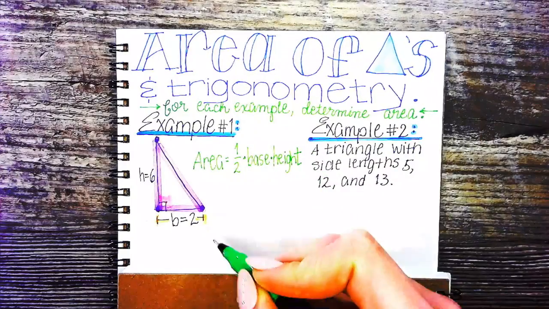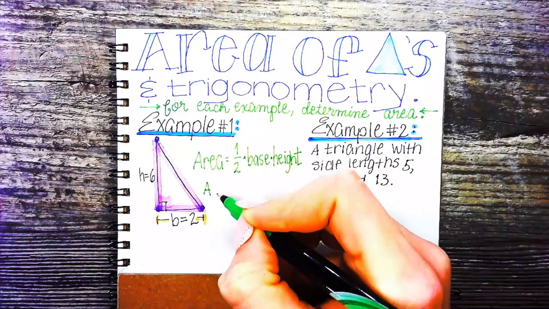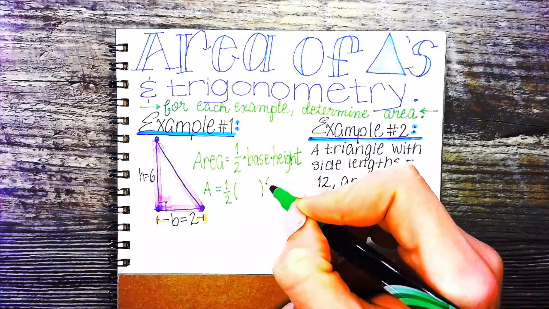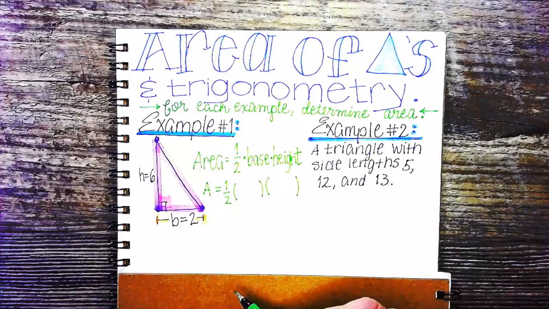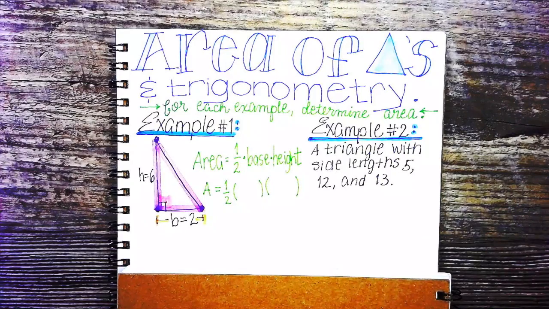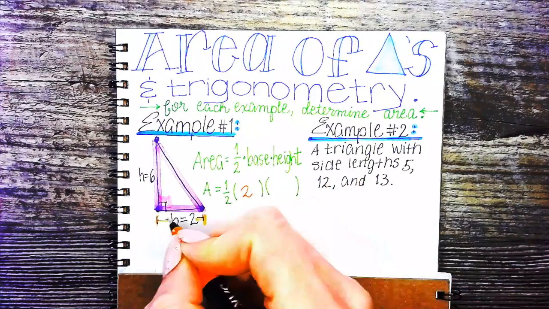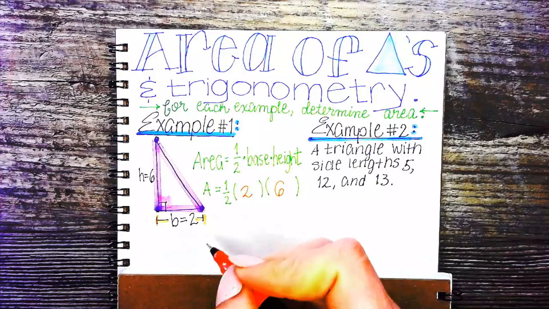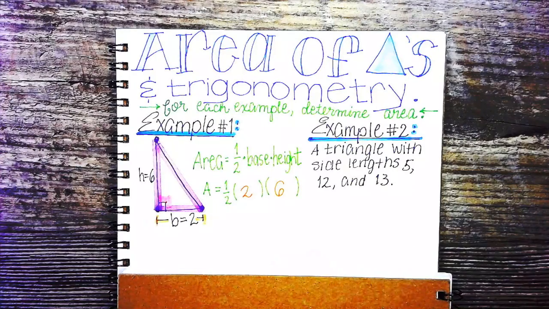This formula comes from the area of a rectangle divided by 2, since right triangles are half of a rectangle. If we look at the picture, we clearly have the height and base labeled. The height has a value of 6 and the base has a value of 2, so we're just going to fill those in to their appropriate places.